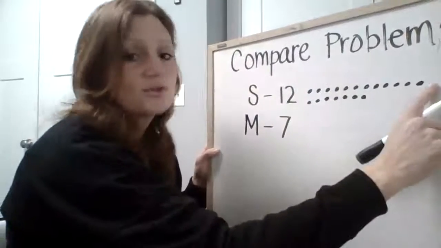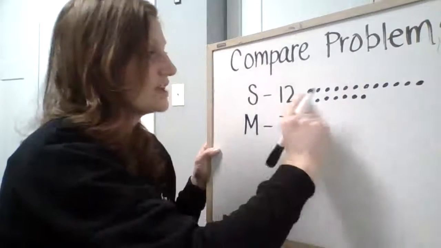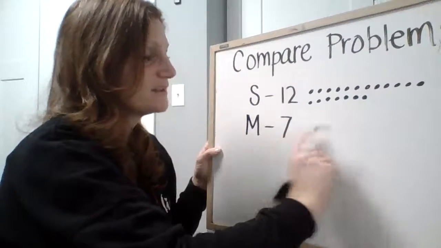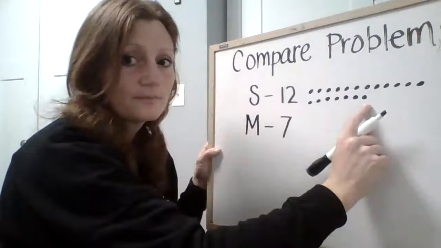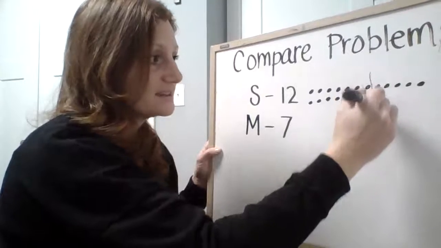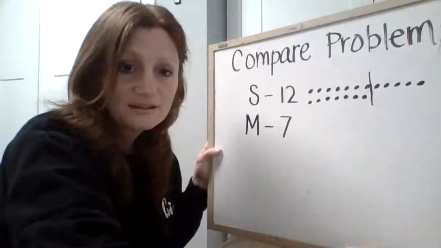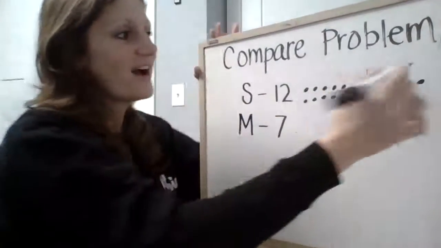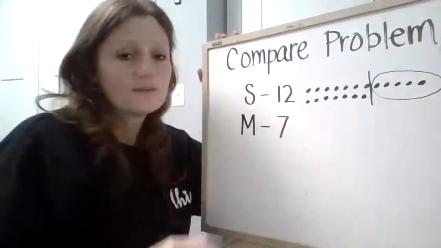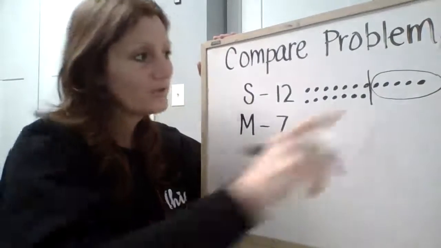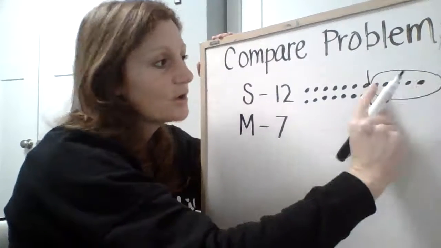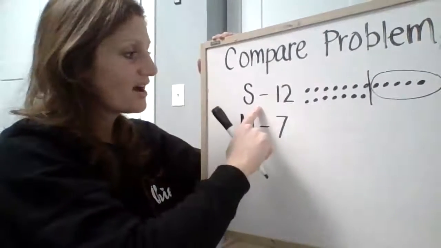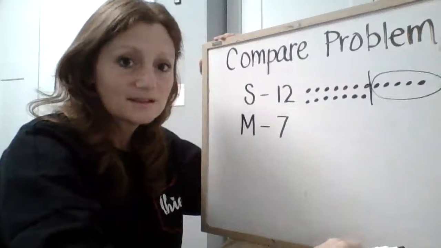So this top row shows me how many beads Sarah has. She has 12. And the bottom row shows me how many Melissa had. Do you see how I lined them up? So I can look right away and see this is where they would have been tied, right? This is where Sarah and Melissa's beads would have been tied, but Sarah has this many more than Melissa. So how many more does she have? Well, I can just count these and find out. 1, 2, 3, 4, 5. So I would say Sarah has 5 more beads than Melissa.